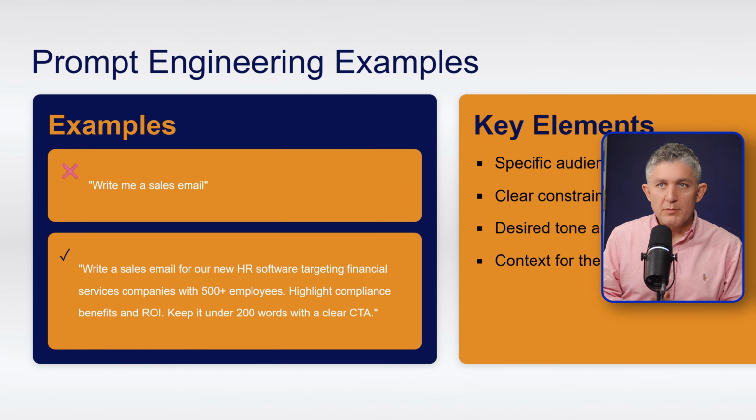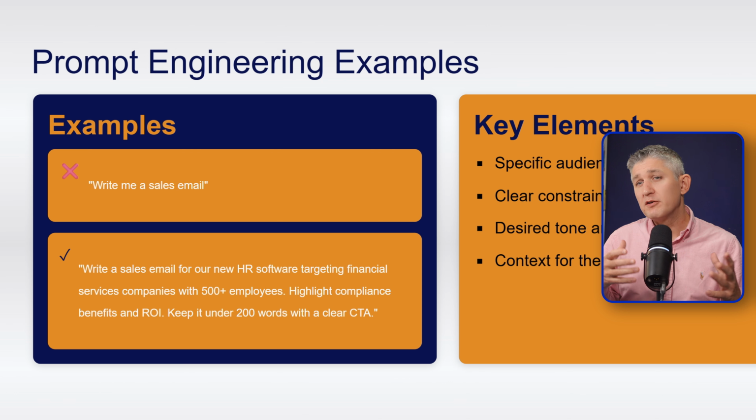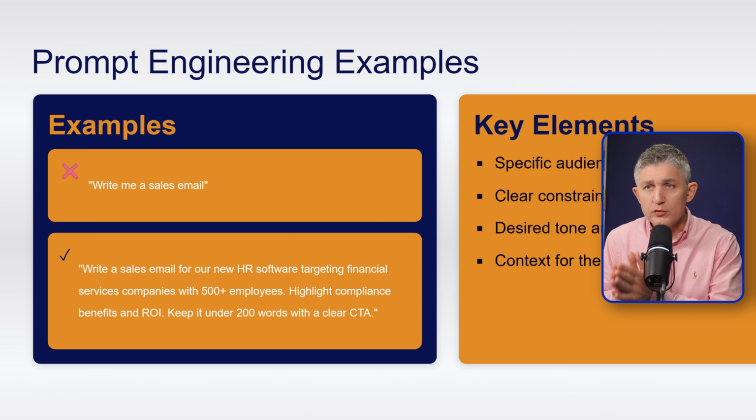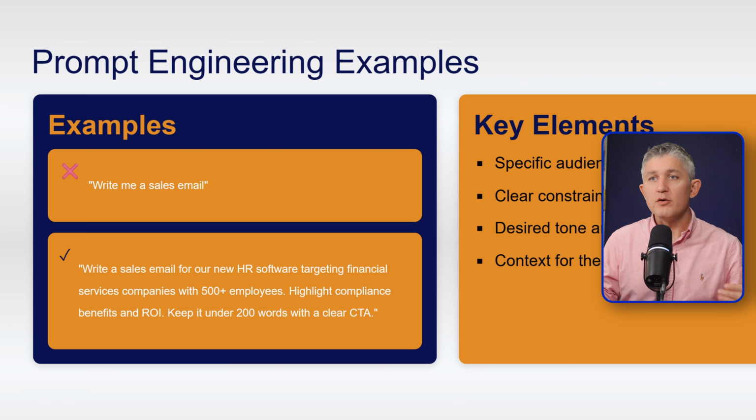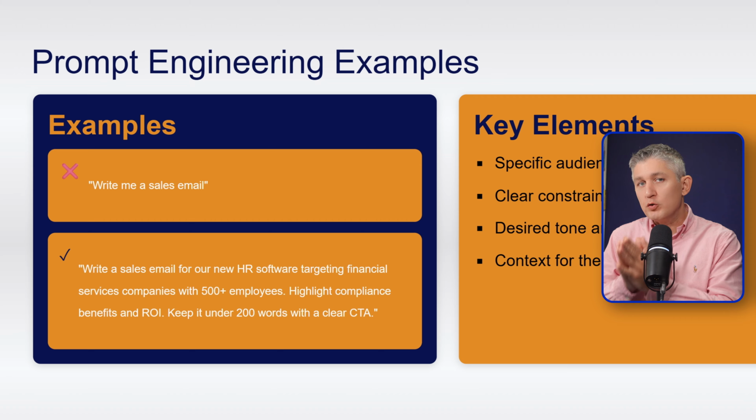Let's talk about an example. A bad example would be "write me a sales email." That's going to be very generic. A good example would be "write a sales email for our new HR software targeting financial services companies with 500 plus employees. Highlight the compliance benefits and ROI, keep it under 200 words with a clear CTA at the end." That's okay, but could still be better.